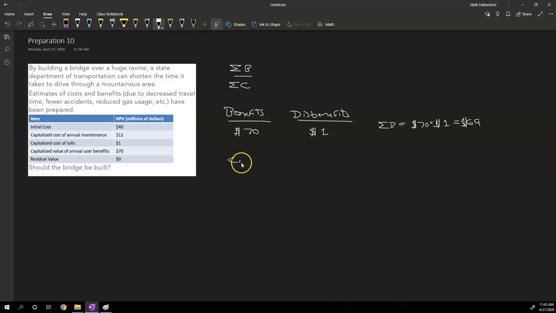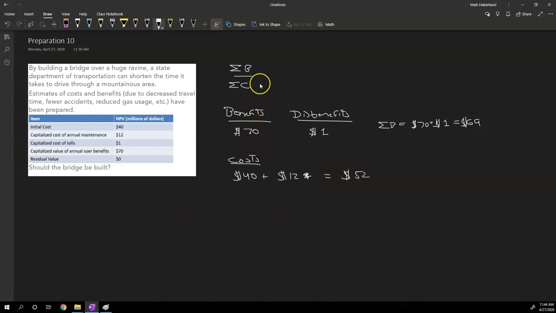And let's take a look at the costs. Well, we've got an initial cost of 40 million. We've also got 12 million capitalized cost. And we've already treated the capitalized cost of the tolls as a disbenefit, not a cost, because it was incurred by the users of the project, not the initiators of the project. And the capitalized value of annual user benefits, we don't include that there. Any residual value, this was 0. So that might go as a benefit, perhaps. If it were non-zero, it wouldn't be a cost. Or I suppose it could be treated either way, maybe a negative cost at the end, but typically that's not something that you're going to see and have to make a choice for. So we sum those up, and that is 52.